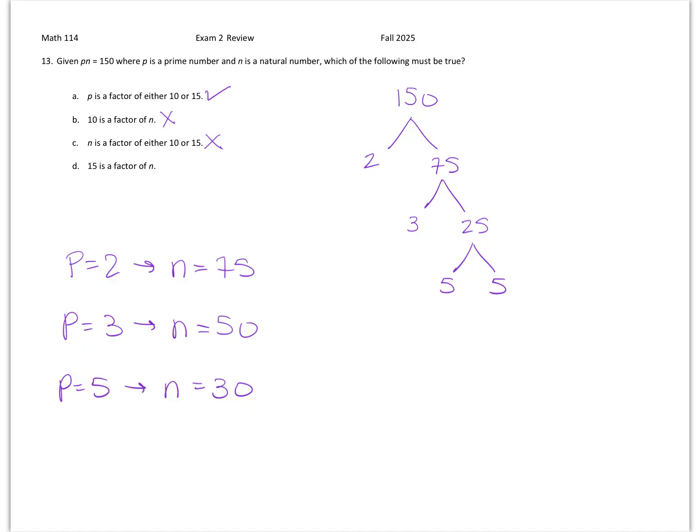D, 15 is a factor of n. So if I look at my n value, I want to say, is 15 a factor? For 75, yes, 15 is a factor. 15 times 5 is 75. So 15 is a factor. For n equals 50, no, 15 is not a factor. 15 does not divide 50 evenly with no remainder. n equals 30, yes, 15 is a factor, but it has to be a factor in all three cases for this to have to be true. So since it's not true for 50, this is not true. And the only statement that must be true is A.